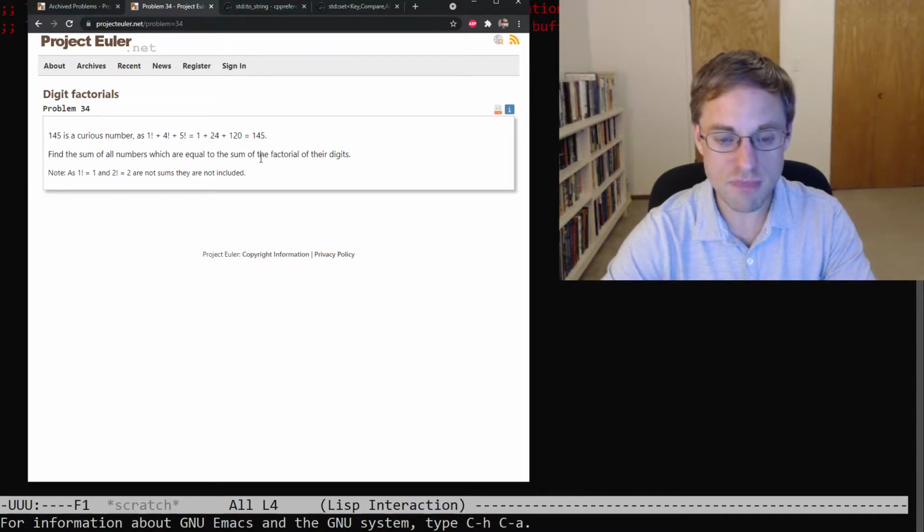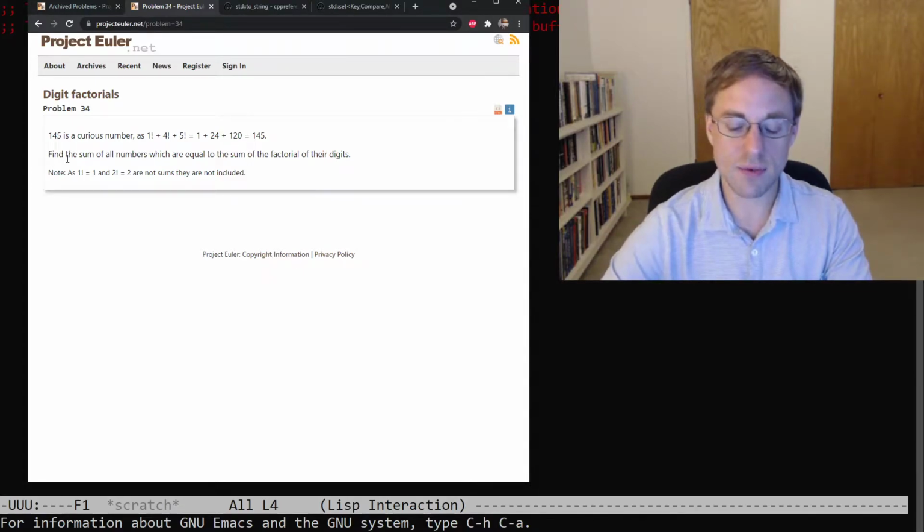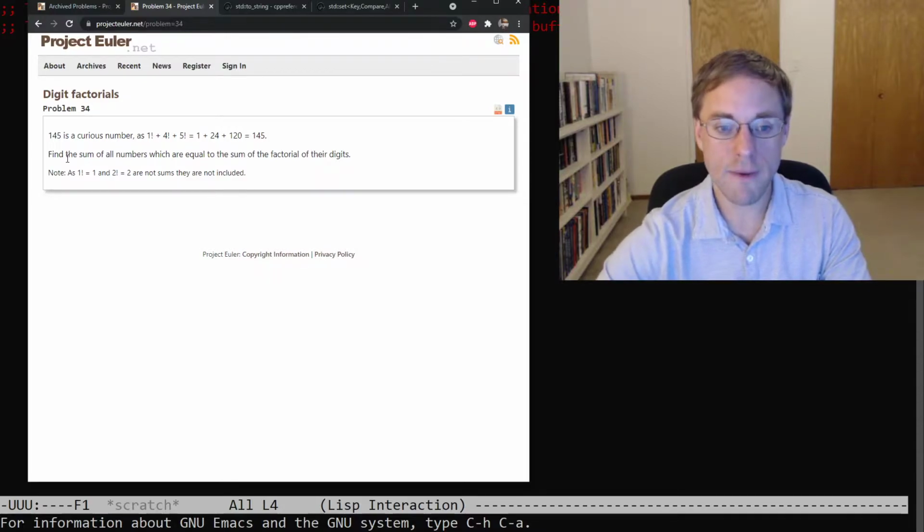Now, one thing you may note is that they didn't ask us to find, as some of these problems do, all solutions less than 1 million or 10 million. They asked us to find all solutions. And so that indicates that there's some upper bound that we haven't been given and will have to determine ourselves. So with all of that out of the way, let's get into it.